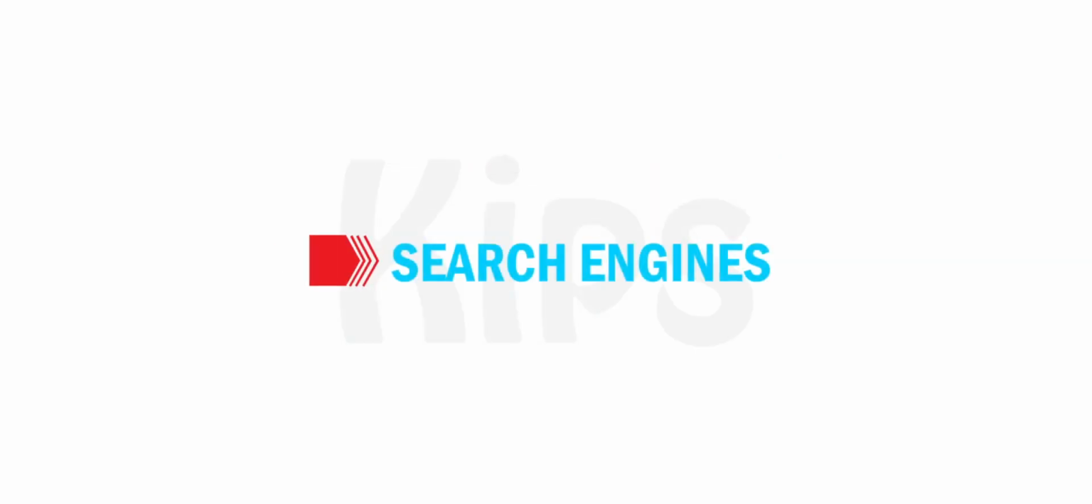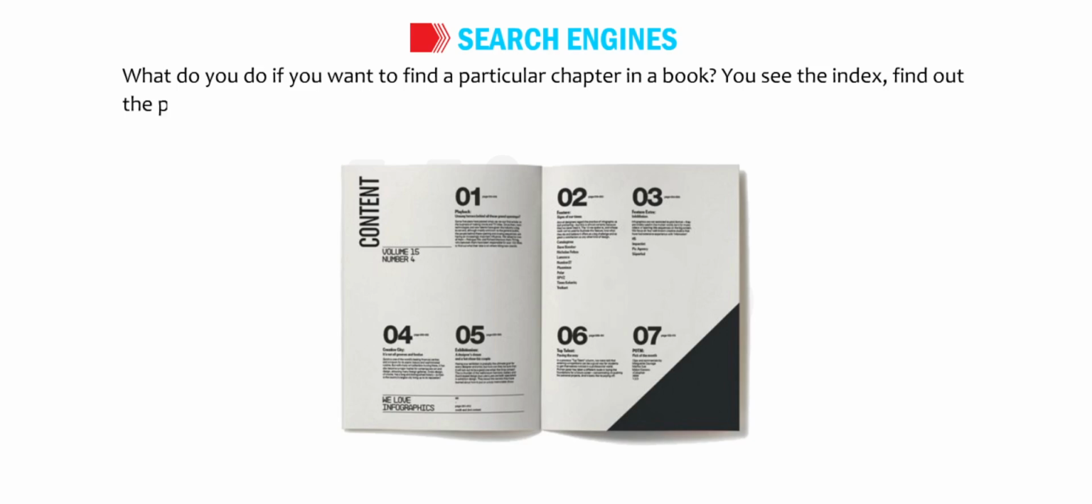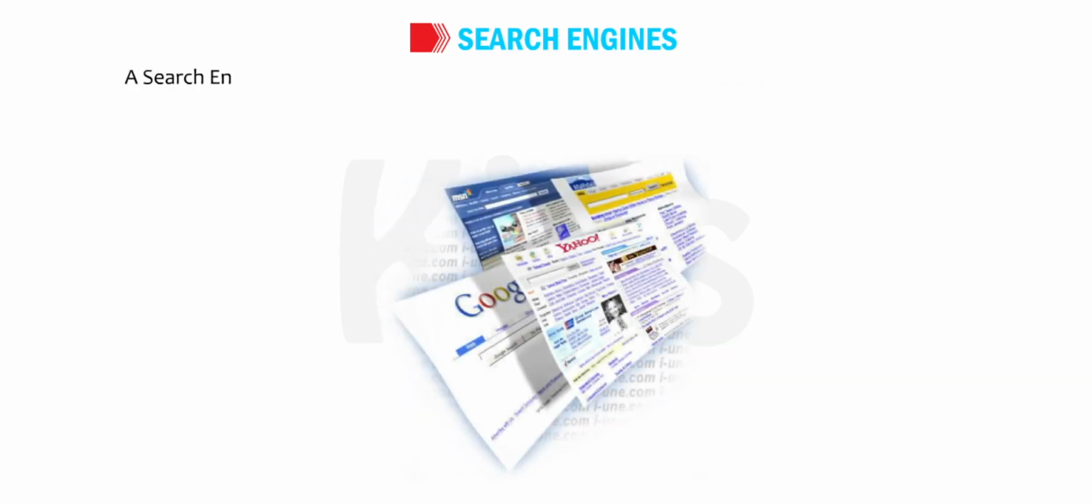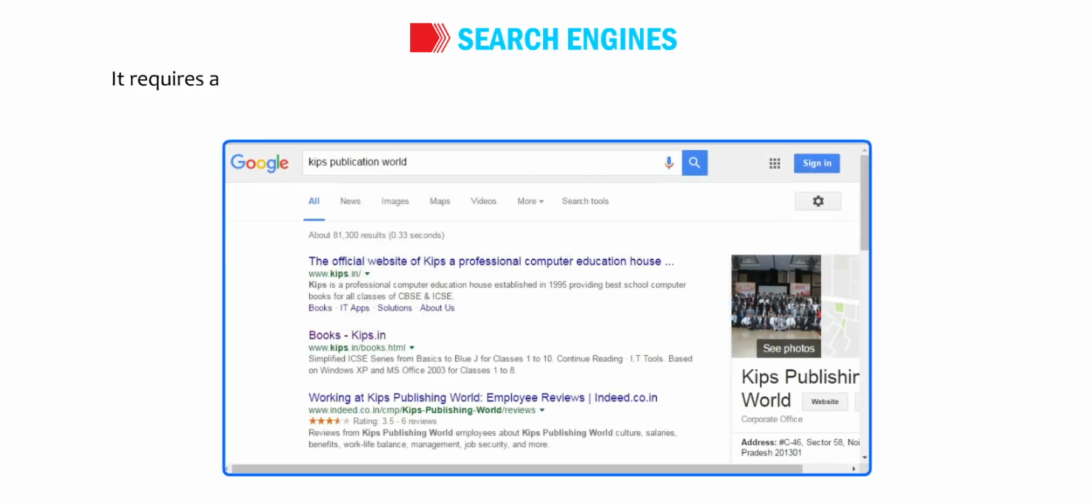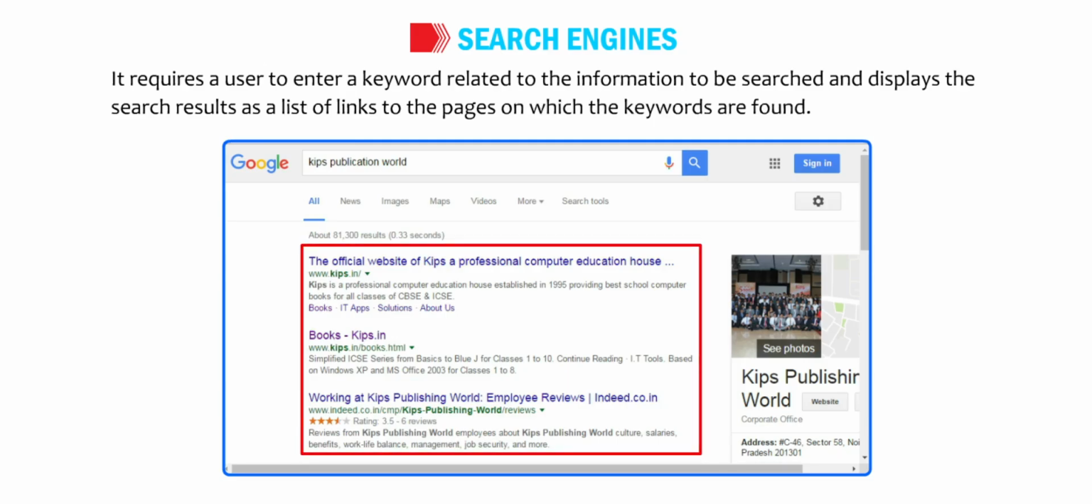Let me describe search engines now. What do you do if you want to find a particular chapter in a book? You see the index, find out the page number and then directly open that page. Similarly, to look for any information on internet, search engines can be used. A search engine is software that searches various web pages on the World Wide Web for particular information. It requires a user to enter a keyword related to the information to be searched and displays the search results as a list of links to the pages on which the keywords are found.